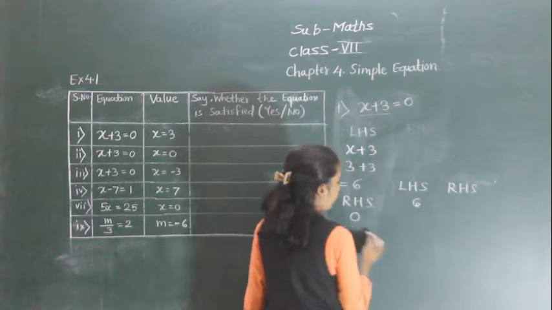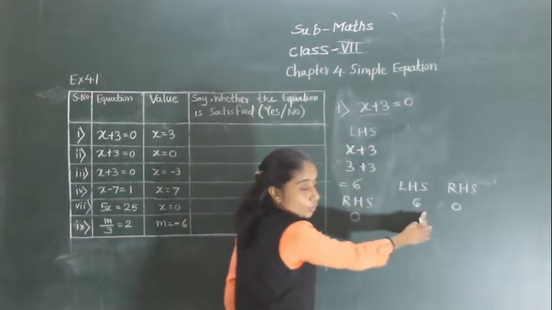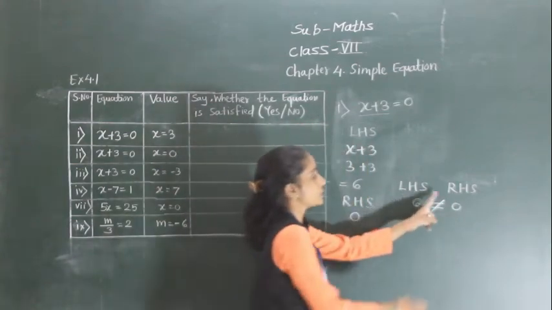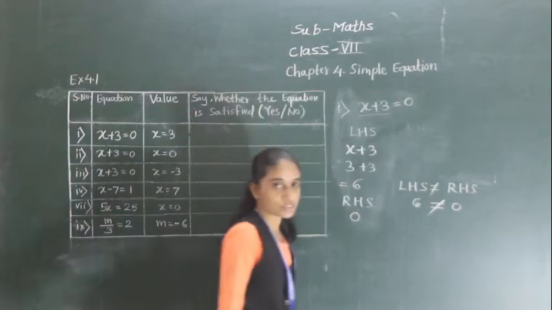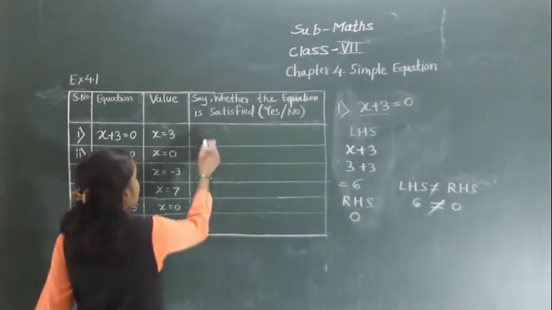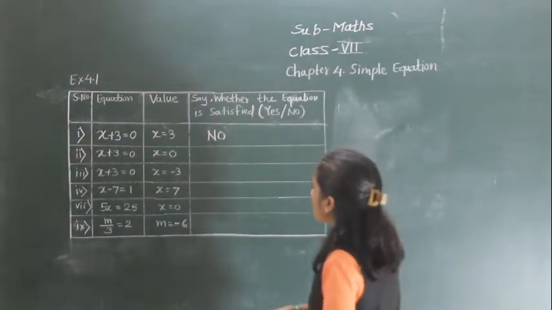We have 6 and what we have added is 0. So both are equal? No, both are not equal. So LHS is not equal to RHS. So LHS is not equal to RHS. So the equation is not satisfied. So the answer here is no. Next example.